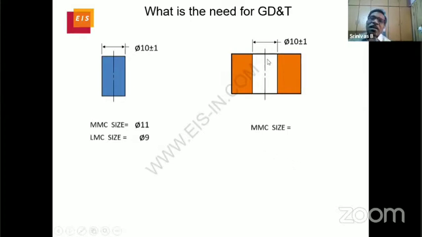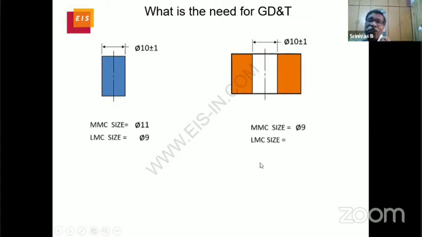See, sir, as such, a hole does not have any material. Do you agree? So where is the material? The material is in the plate. Do you agree? So when I make the smallest hole, that is 9 mm, there would be maximum material in the plate. Are you understanding, sir? That is the reason why the MMC size is 9 mm for the hole.